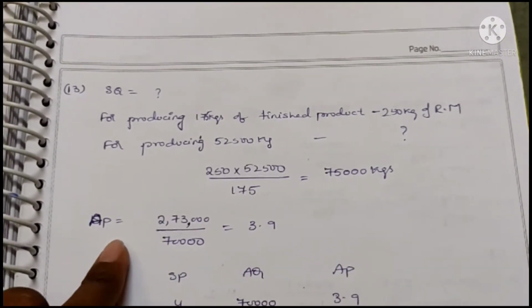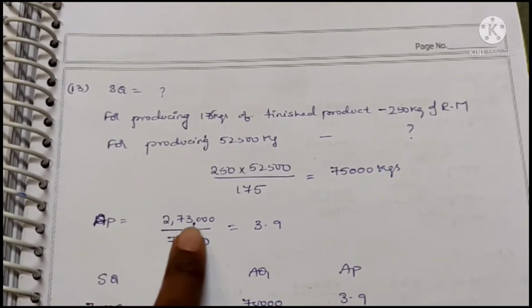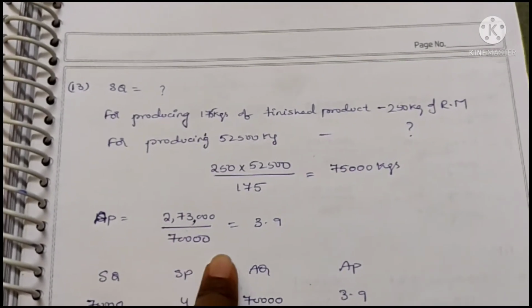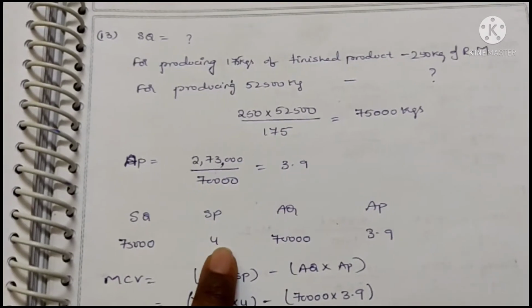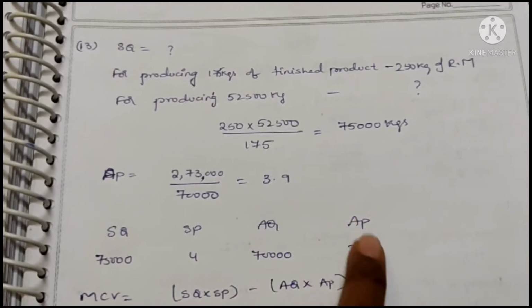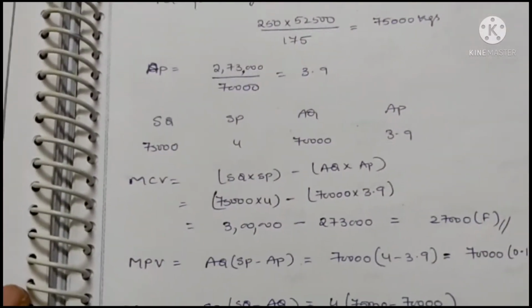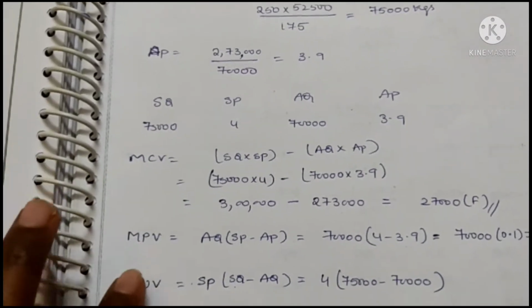Now we have to find the AP. AP is equal to 2,73,000 divided by 70,000, which is equal to 3.9. Now SQ is 75,000, SP is 4, AQ is 70,000 and AP is 3.9. Now find the MCV, MPV, MUV.